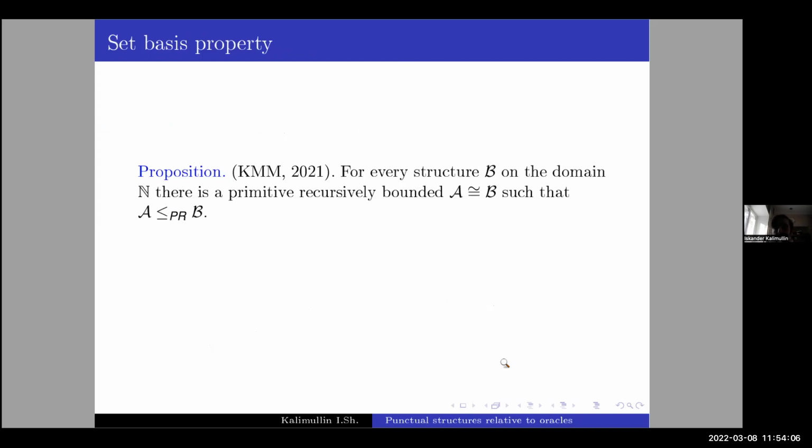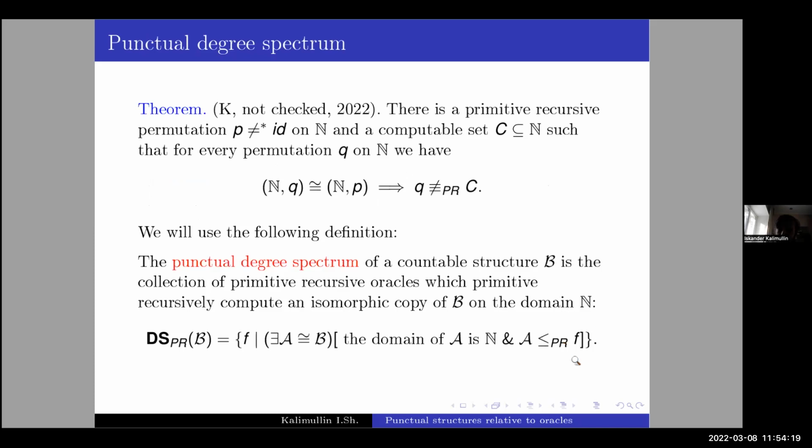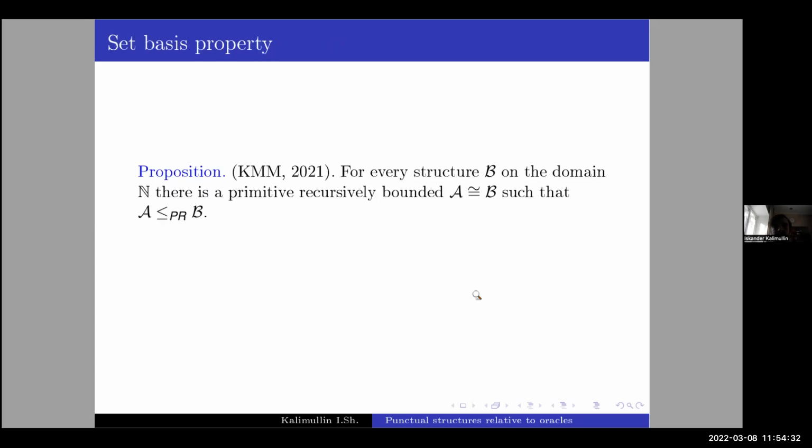And based on this definition, we can see an unexpected fact. While functions and sets in the PR setting are different, in fact the primitive recursive degree spectrum, the punctual degree spectrum, is based on sets, not on functions. This proposition was proved as a part of another proof. It's not stated in our joint work published in 2021, by me, Sasha Melnikov, and Antonio Montalban.